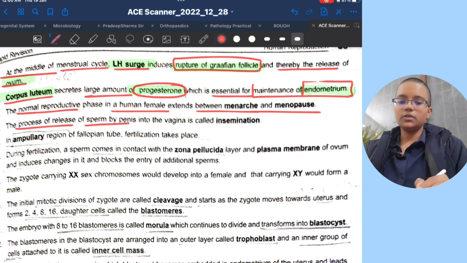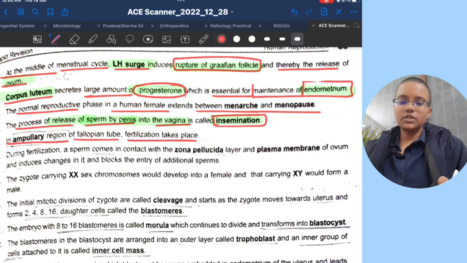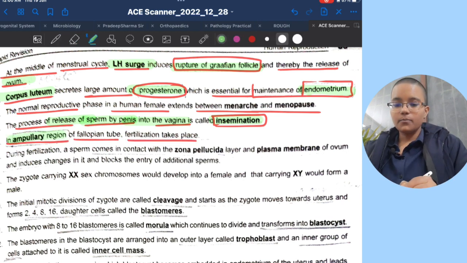The process of release of sperms by the penis into the vagina is called insemination. In the ampullary region of the fallopian tube, fertilization takes place.